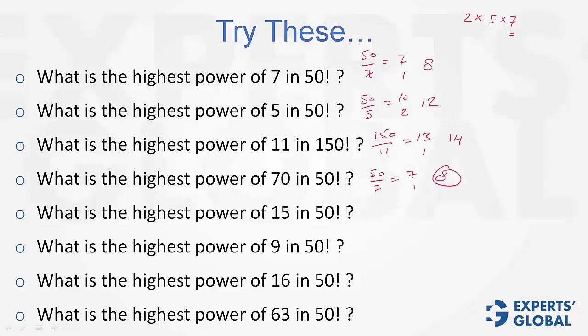The answer is the same as this. See, the highest power of 7 is 8, and the highest power of 70 is also 8. This is because the highest prime factor of 70 is the same, 7.